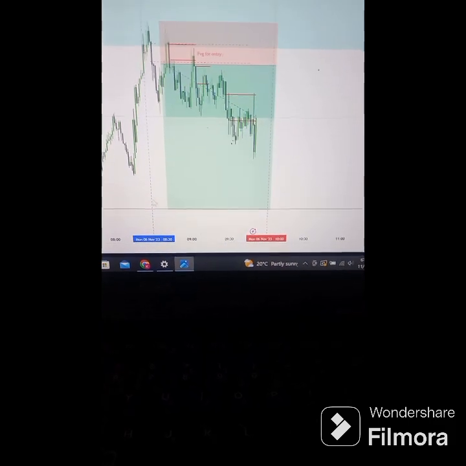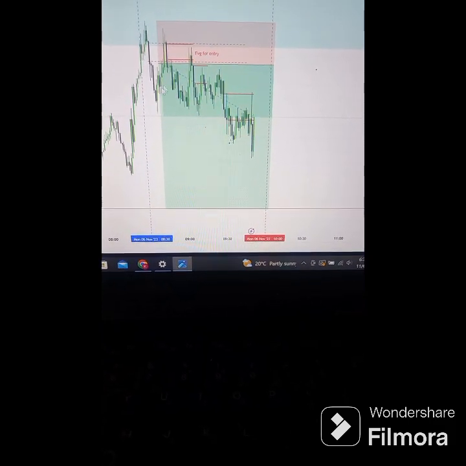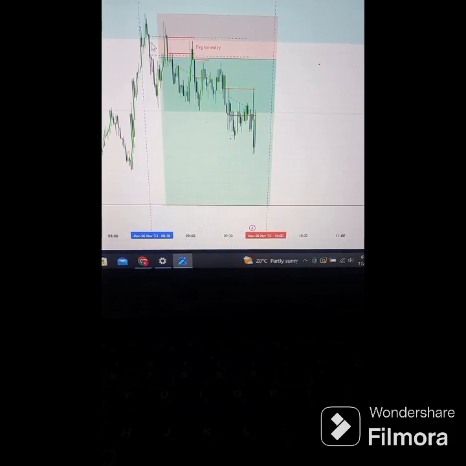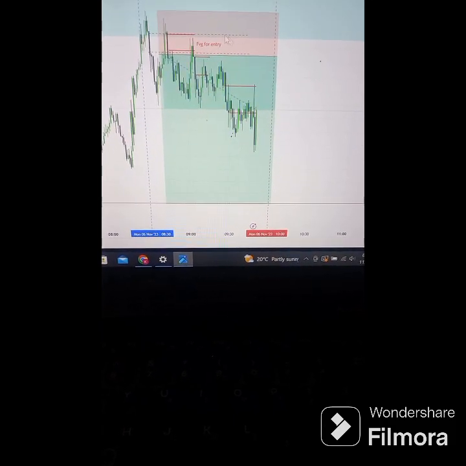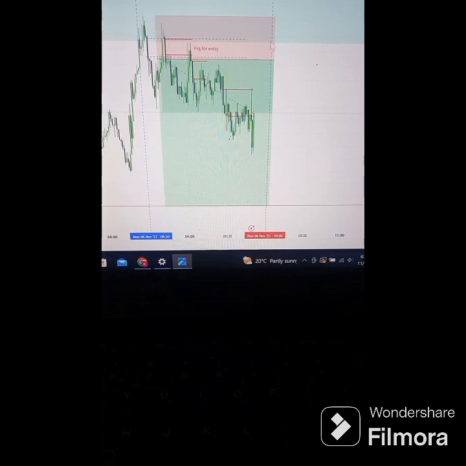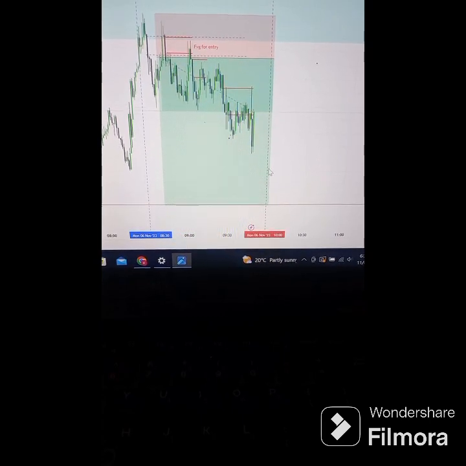Now this is the trade after the fact. I won't lie, I waited for this trade for so long, almost the whole kill zone, but I was anticipating to get out of this trade during London close.